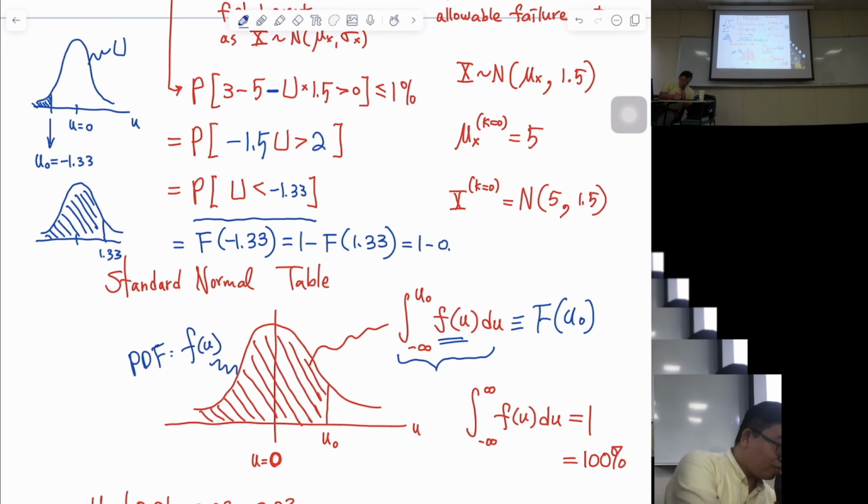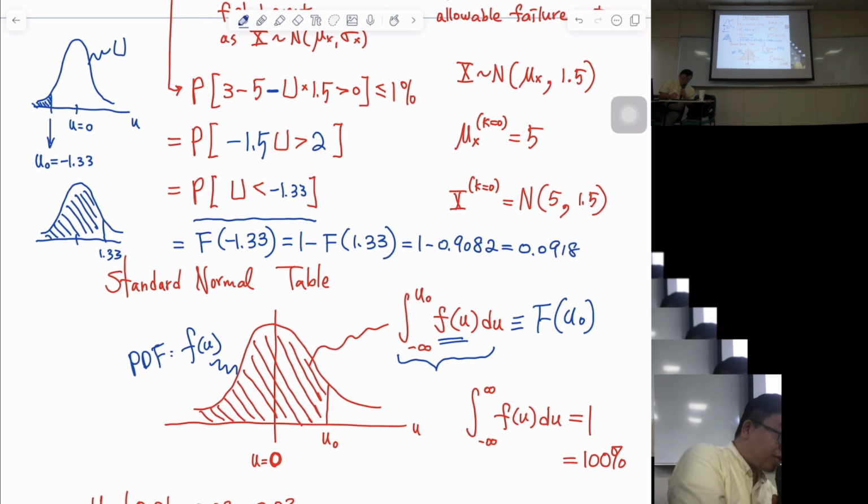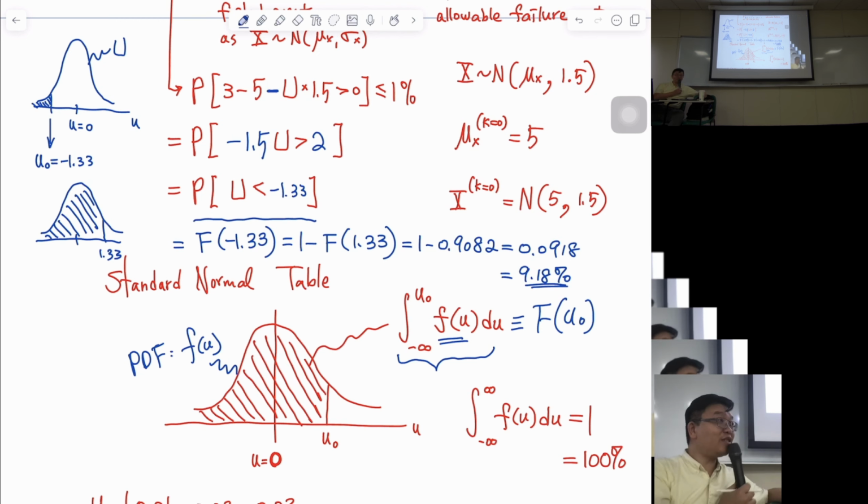this is 1 minus 0.9082. So it's actually 9.18%. Is it smaller than 1%? No. So my current design 5 is not safe enough. The allowable failure rate is 1%, so you can say allowable reliability is 99%. So far, if my design variable is 5, my safety level is 90.82%. It's not good enough yet.